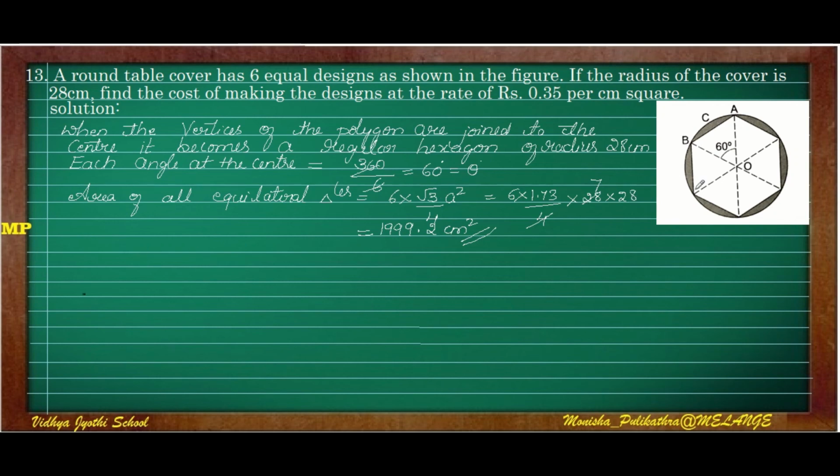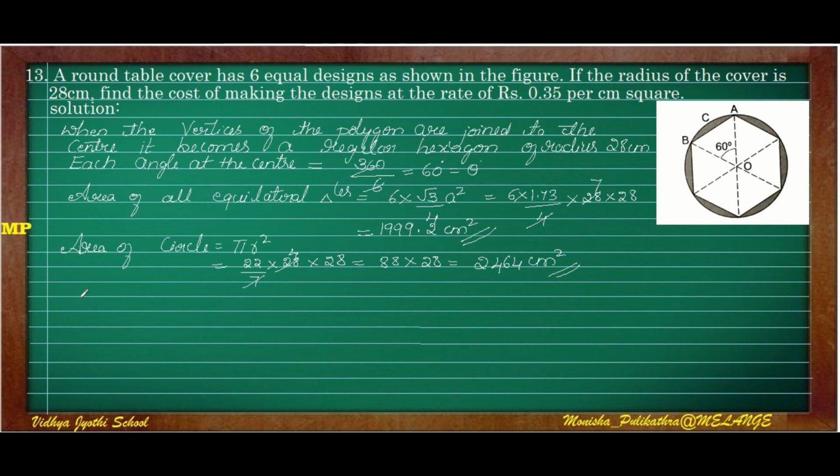Next we have to find out, there is a circle of a round table. So we have to find out the area of a circle. Area of circle is equal to pi r square. So pi 22 by 7 into r is again 28. So 7 4s are 28, 4 into 28, which is equal to 2464 centimeters square. This is area of a circle.